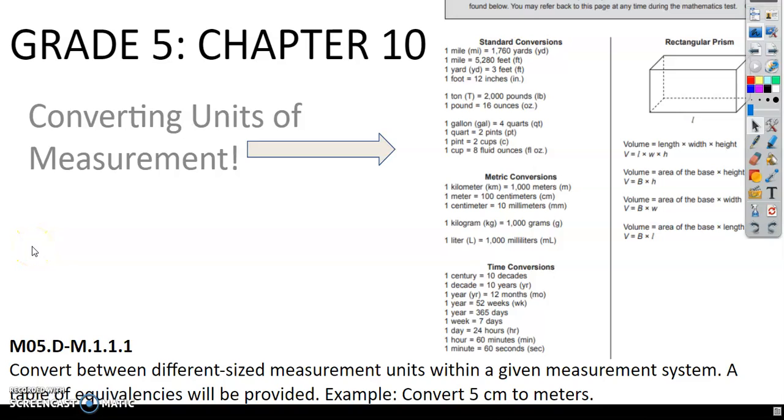Good morning, everyone. Today we're going to be starting our review of Chapter 10. This is Converting Units of Measurement.